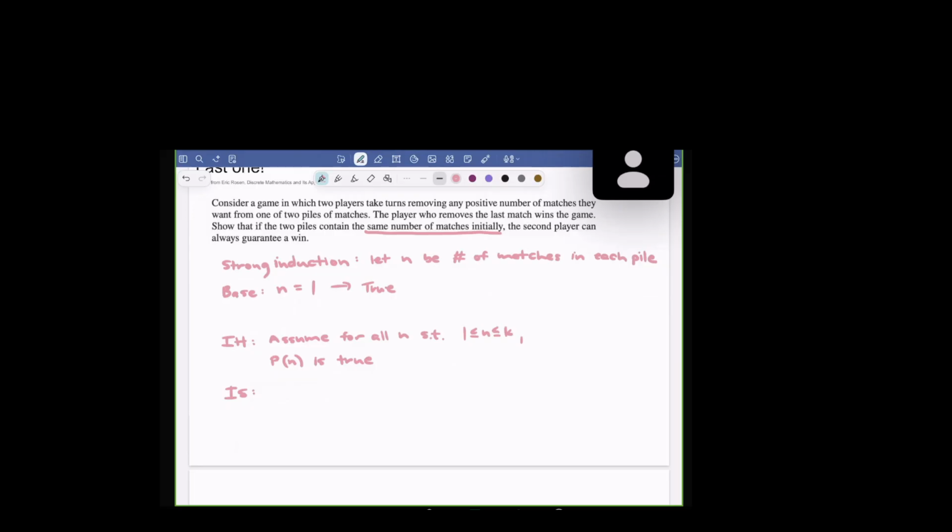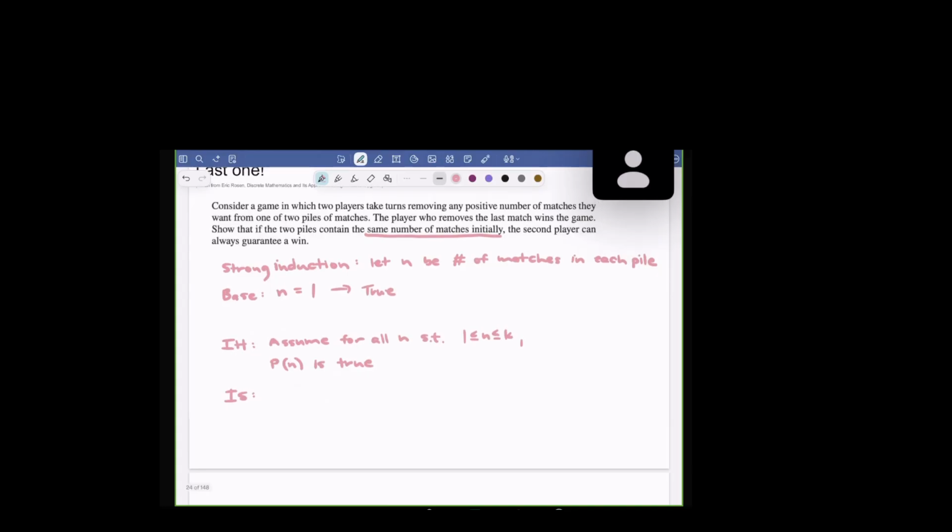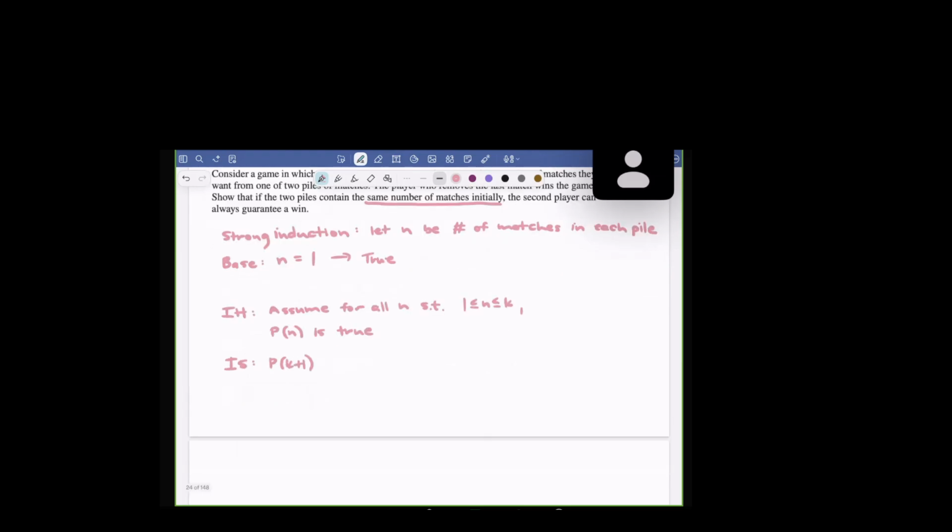And our inductive step is, I just want to explain it. I don't really want to write. Let's say you have P of k plus 1, right? And the first player takes an arbitrary number of matches from one pile. Let's say r matches, right? We can show that if the second player takes the same r matches in the other pile, right?